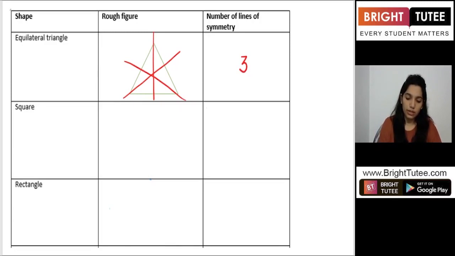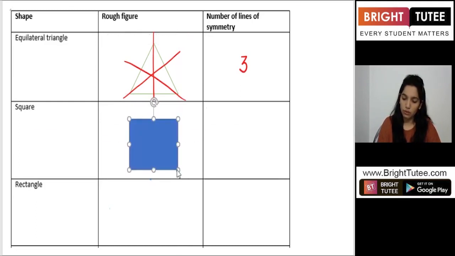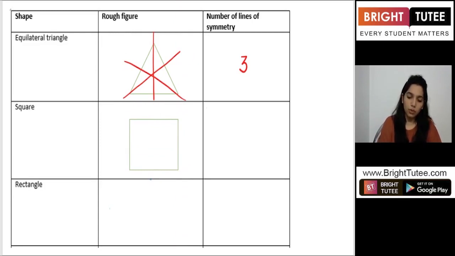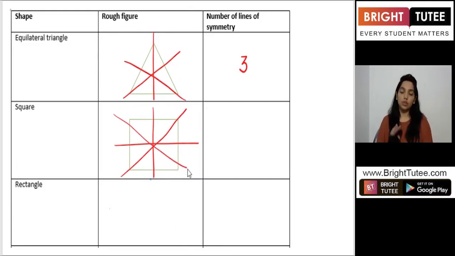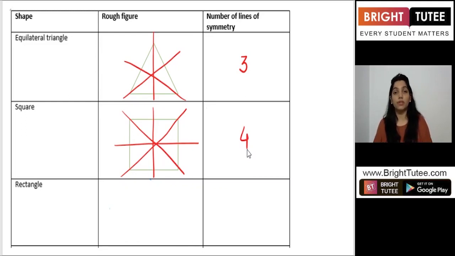Now moving on to the next image, that is a square, right? We know that a square has 4 sides, and all 4 sides are equal to each other. So how many lines of symmetry do we know? I hope you remember that we learned this already, that a square can have 1, 2, 3 and 4 lines of symmetry. That is 1 vertical, 1 horizontal and 2 diagonal lines of symmetry. So a total of 4 lines of symmetry are possible for a square.